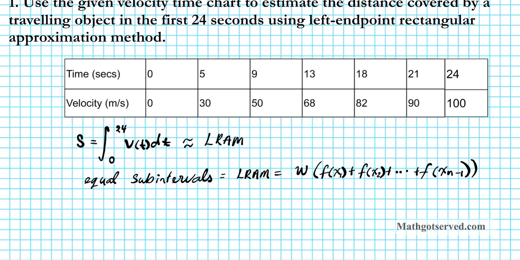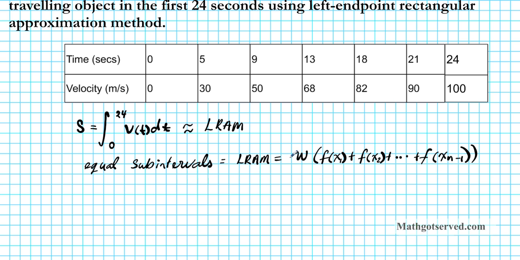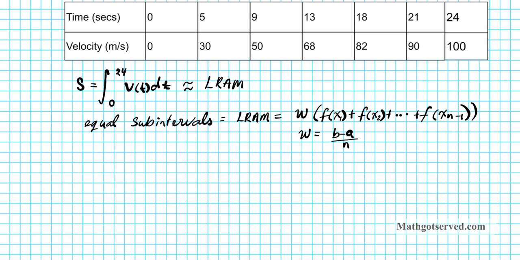In order to determine what our various widths are, we're going to have to sketch the interval and compute what the width is. In this formula with equal subintervals, you can simply compute W by finding the length of the interval divided by the number of equal subintervals that you're going to use. Now let's draw a number line illustrating the range of our time interval, going from 0 to 24.